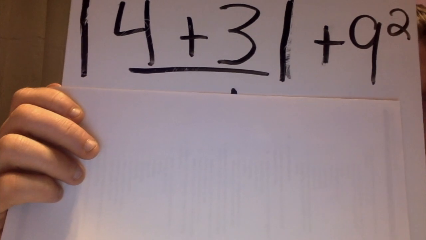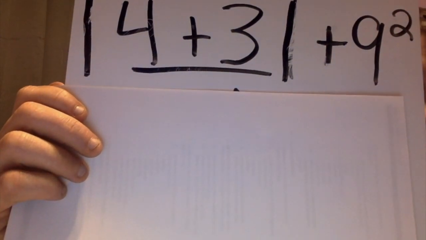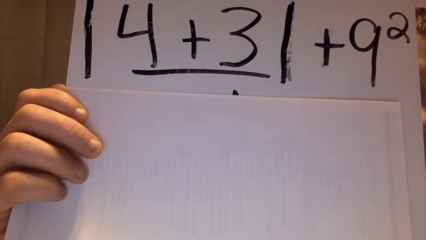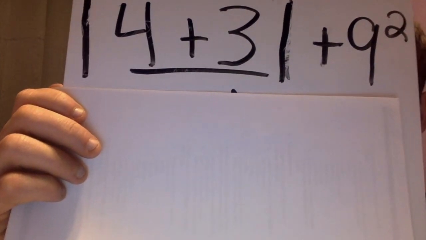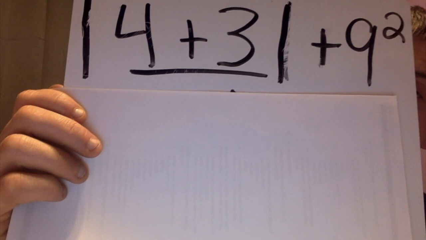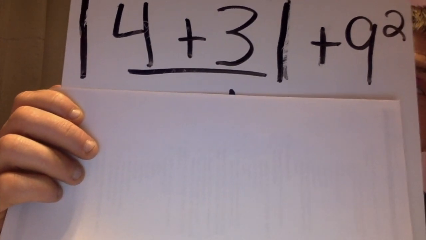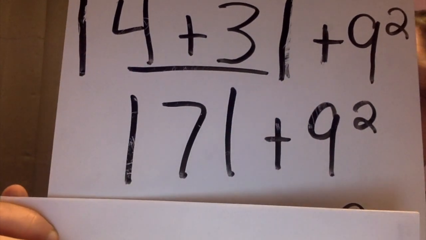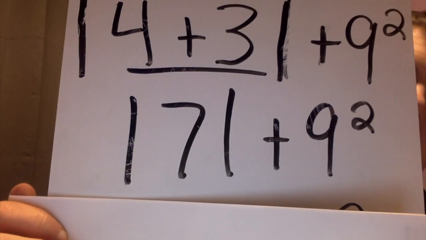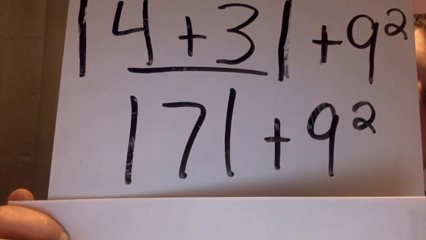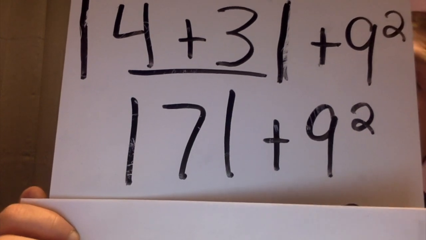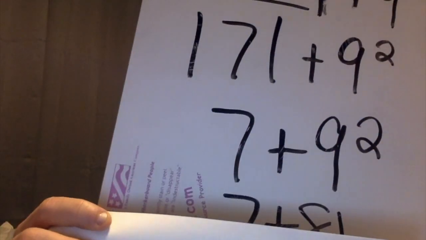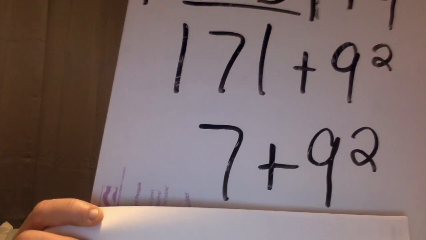In this problem, we have absolute values. 4 plus 3, all within the absolute value, plus 9 squared. So we treat our absolute values as parentheses and do inside the absolute value first. So we move down, we've taken the absolute values, and now we identify, is there anything left inside the absolute value? No. So now we take the absolute value of that number.